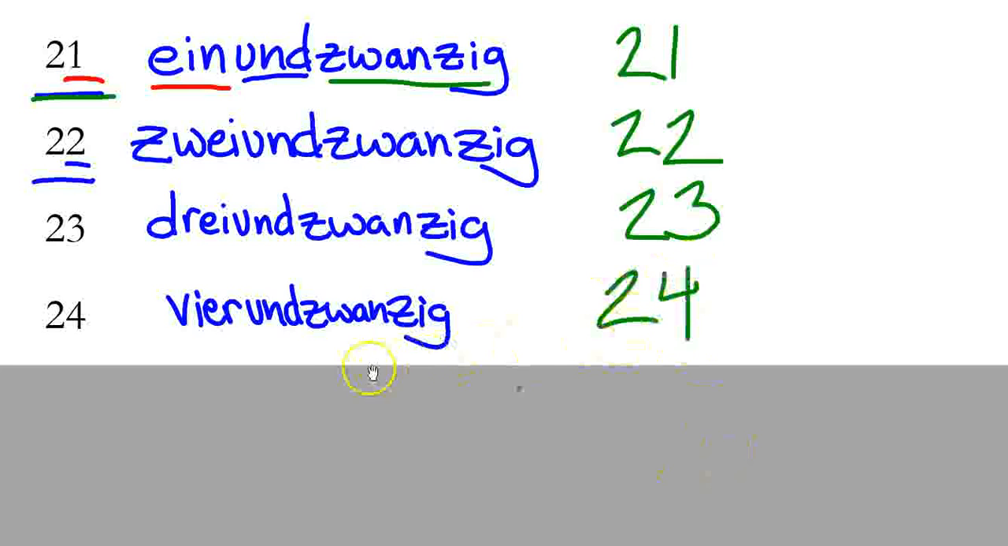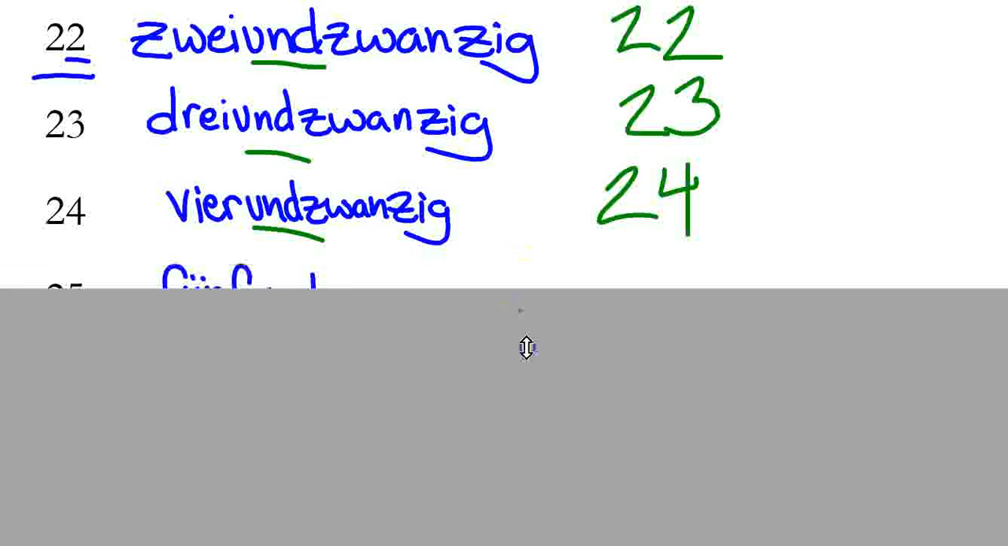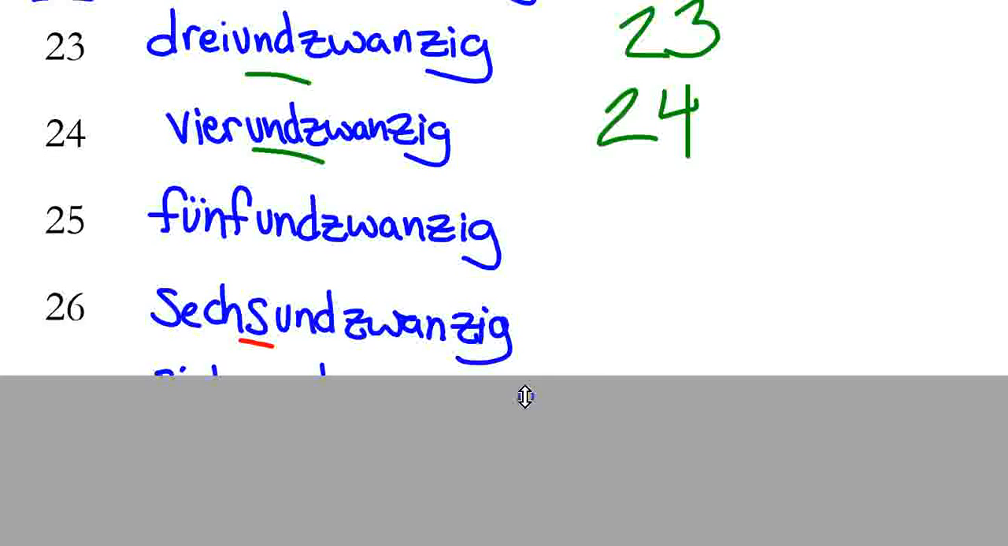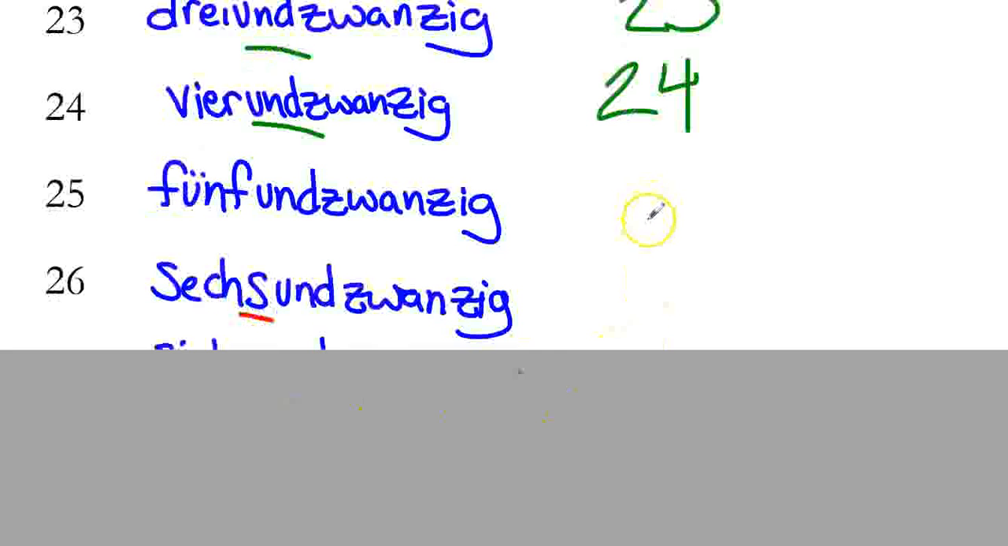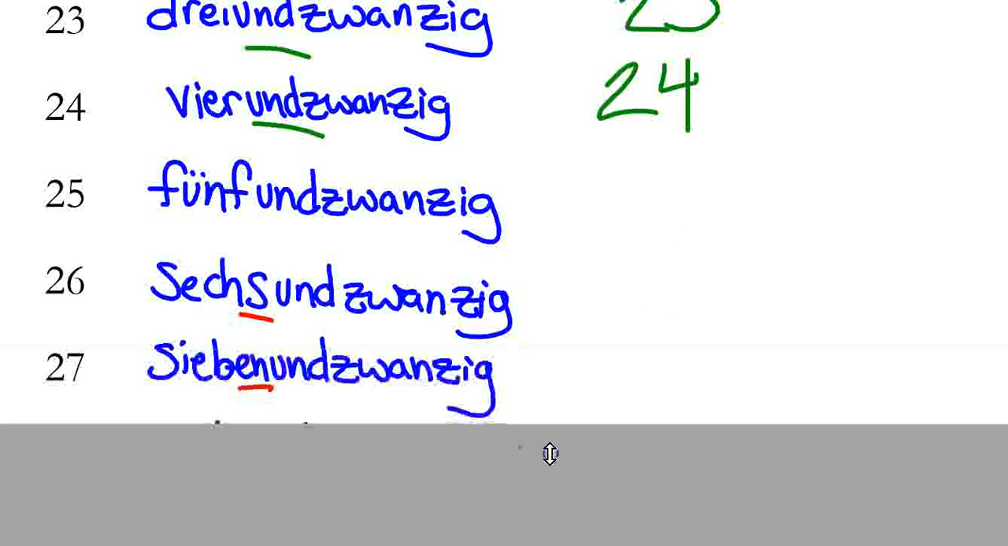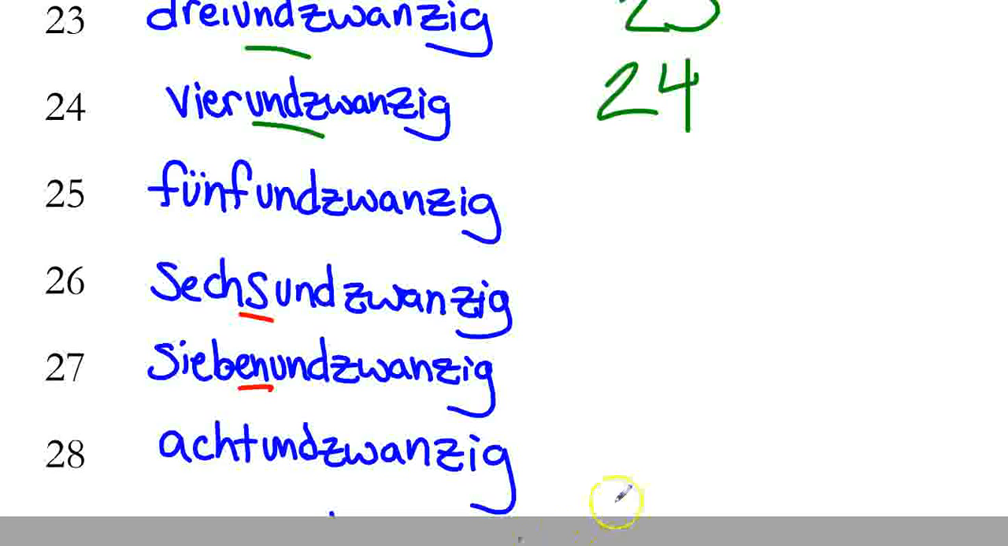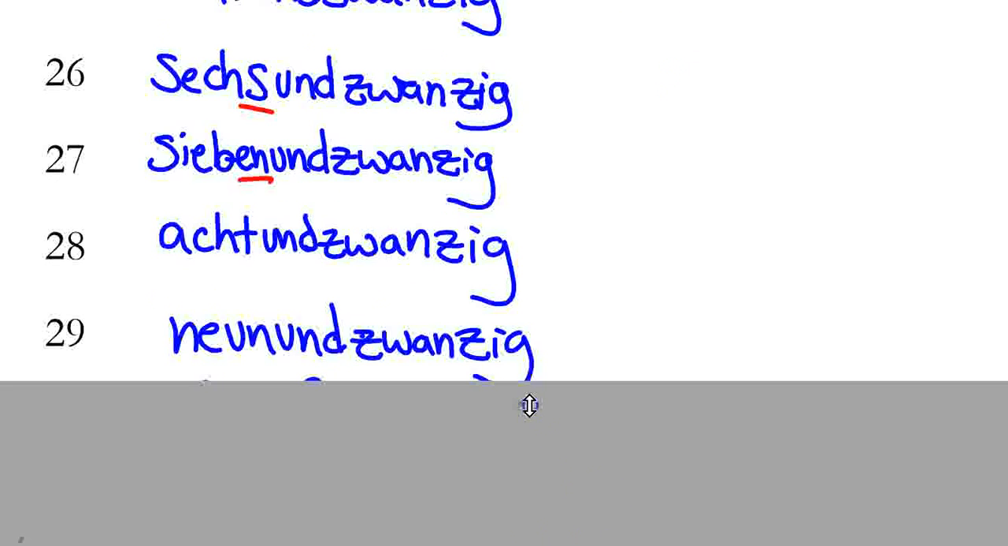Up next, 24. Don't forget your joiner. And 25, 26, so the S is back again. 27, Ian's back. 28 und 29.